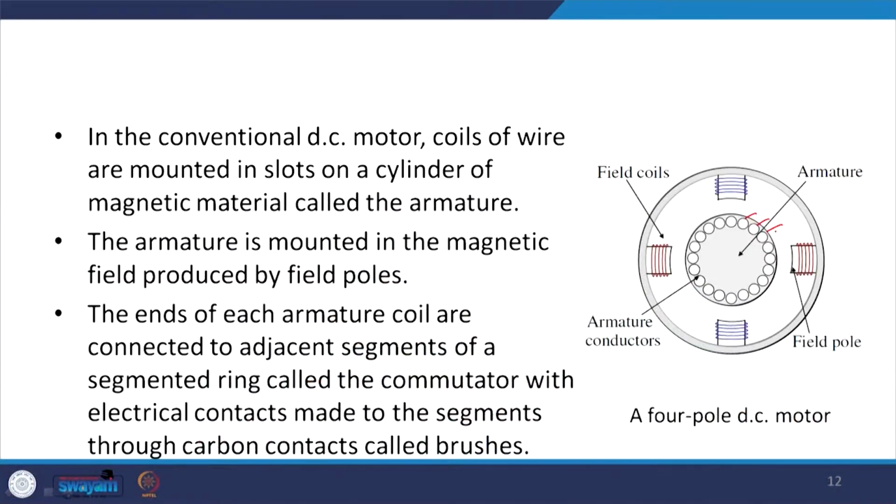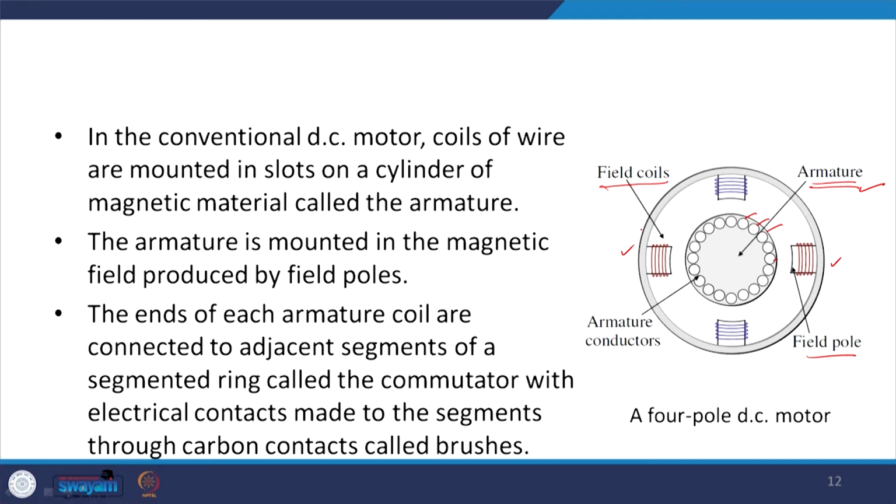In the conventional DC motors, coils of wire are mounted in slots. As you can see, these are the slots where the coils of wire are mounted on a cylinder of magnetic material, which we call the armature. And this armature is mounted in the magnetic field produced by the field coil. So, instead of the permanent magnet here, we could have the field coil, which generates the magnetic field.